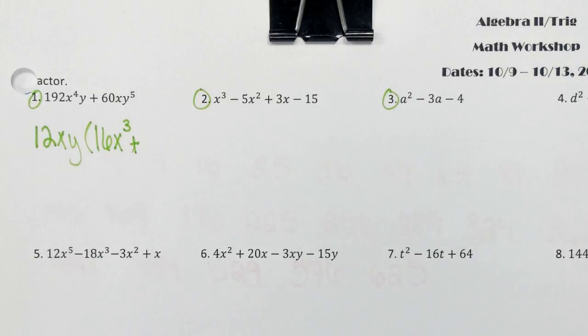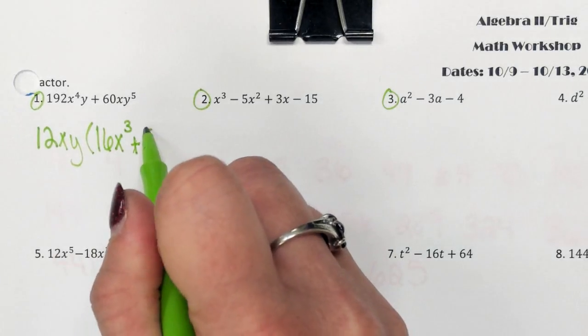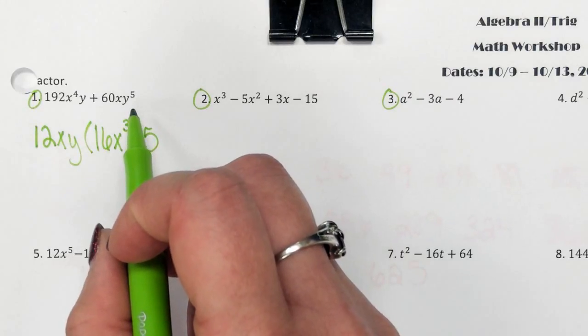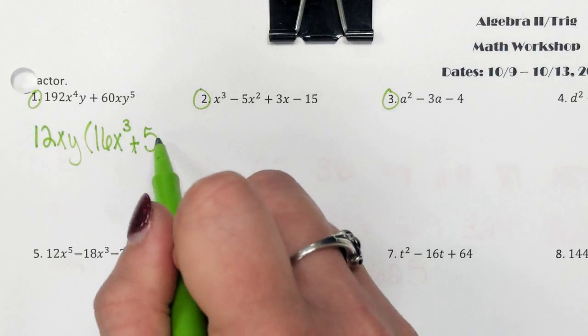All right, what's 60 divided by 12? 5. You took out the X. You had 5 Y's. You took out one of them. Y to the 4th. There you go.